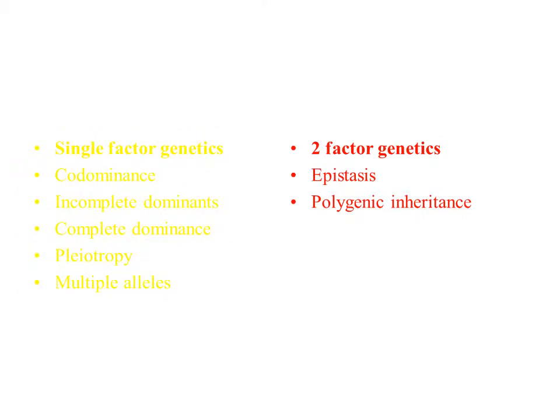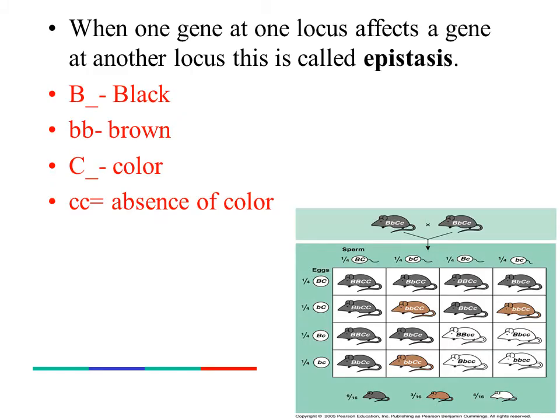Now we will discuss two-factor genetics. When looking at two genes, we might be exposed to epistasis. Epistasis is when one gene at one location is going to mask the effect somehow of the second gene at a different location.